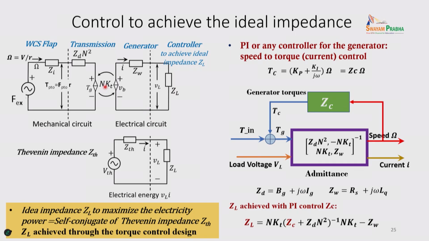All this is a function of every element, right? This is the motor's impedance. That part, ZD, is the transmission impedance. So you control the torque, and with velocity feedback, you get an ideal impedance here, right? So now this is mechanical energy and electricity. Let us say this is mechanical energy, this is electrical energy.